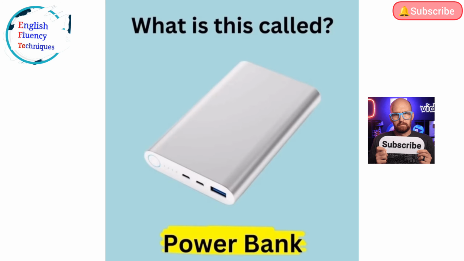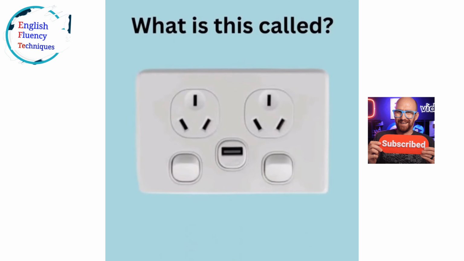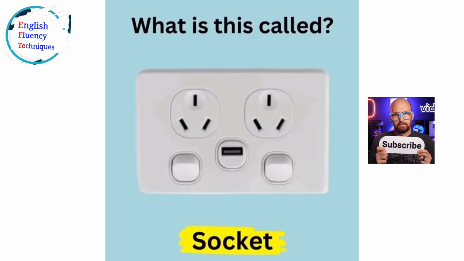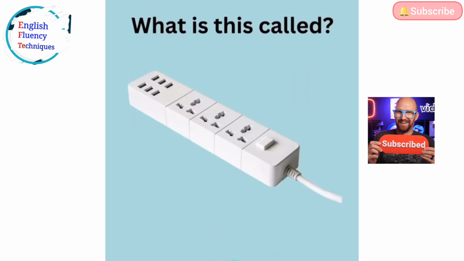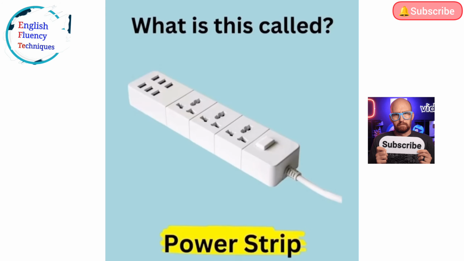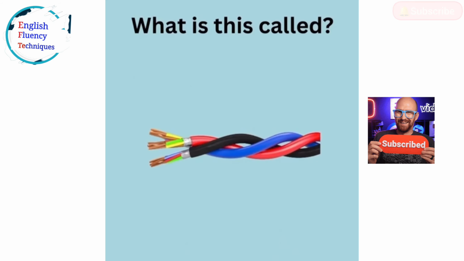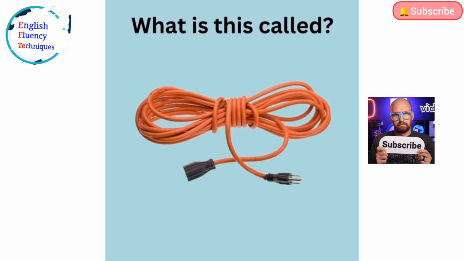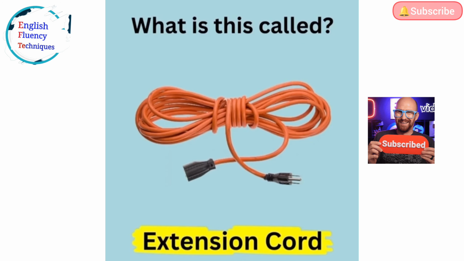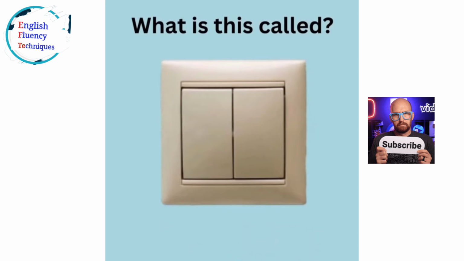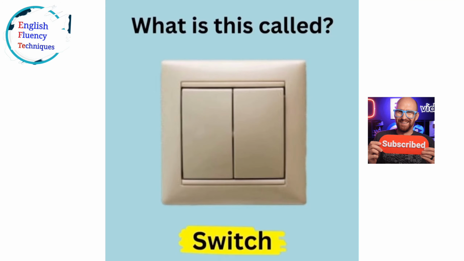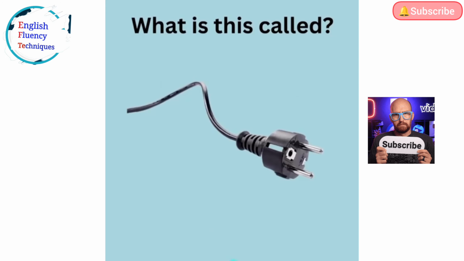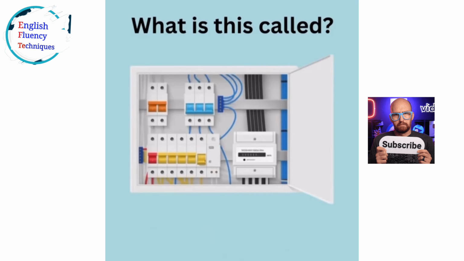What is this called? Power bank. What is this called? Socket. What is this called? Power strip. What is this called? Wire. What is this called? Extension cord. What is this called? Switch. What is this called? Plug.